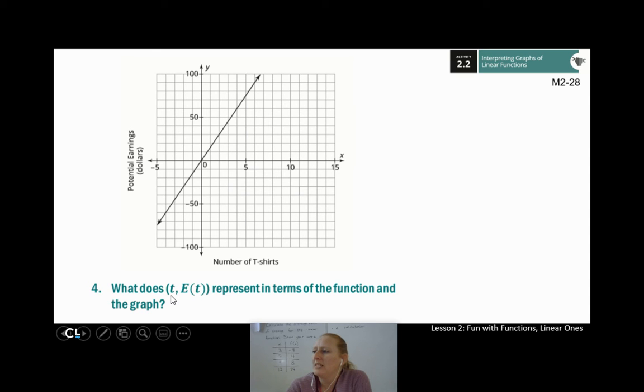So what does E of t represent in terms of the function and the graph, right? I know t is my input, E of t is my output. So what do they represent here on the graph? Go ahead and hit pause, jot down your thoughts, hit play to keep going.